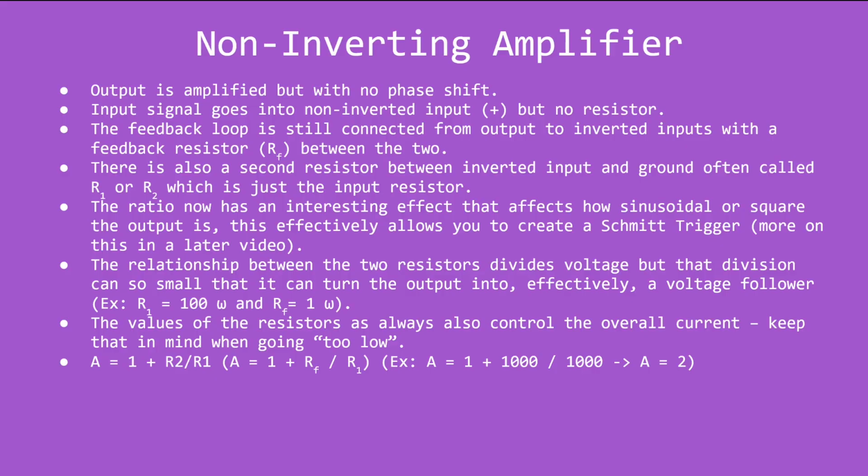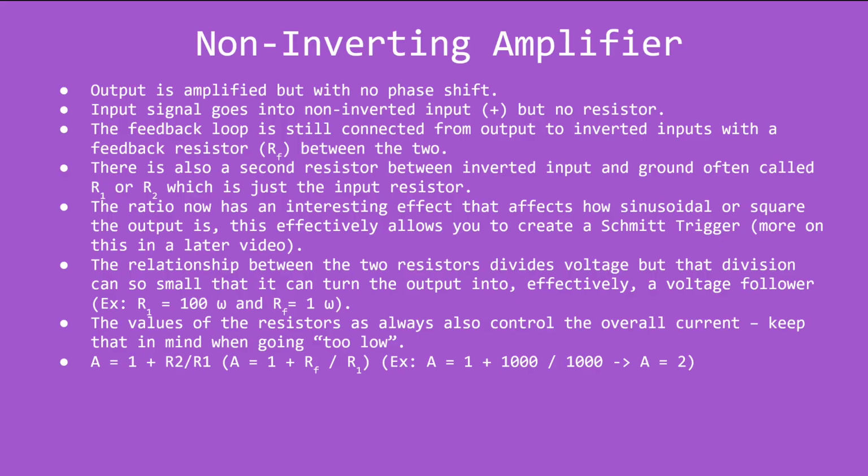This time, though, the input signal goes into the non-inverted input, but there's no resistor. We still have our feedback resistor between the inverting input and output, and as I mentioned, this is still using a negative feedback loop.